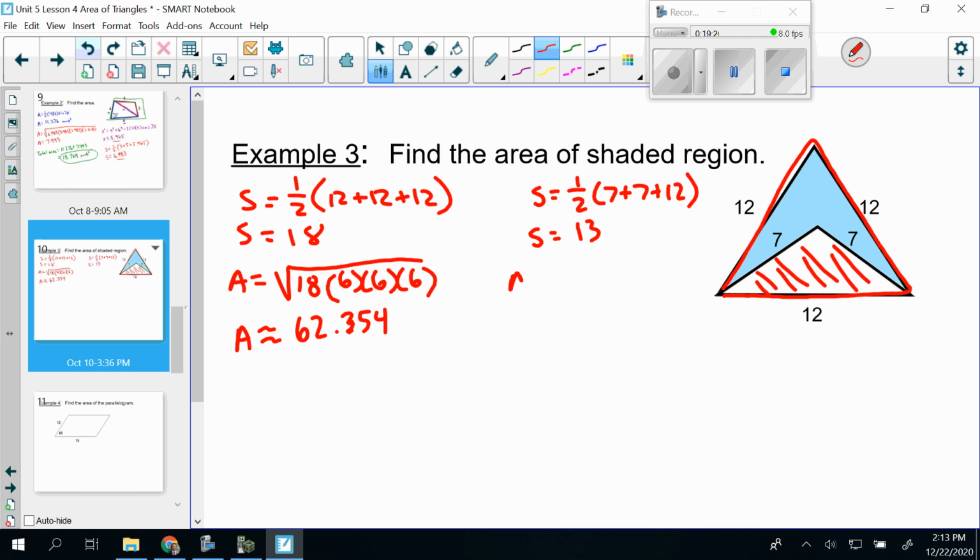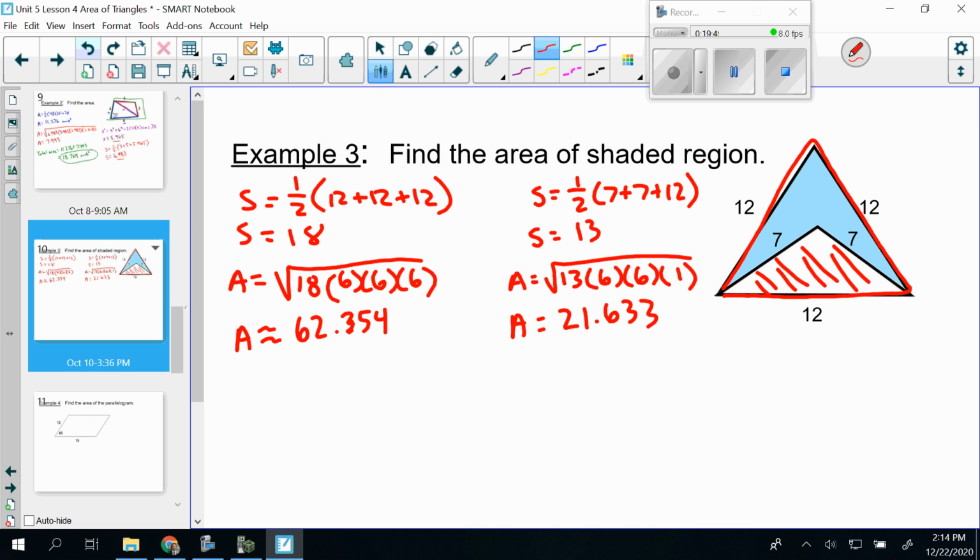So now our area would be the square root of that number, and then that number minus all the sides. 13 minus 7 is going to be 6. Get another 6, and then 13 minus 12 would be 1 for the last one. And so now multiply all that and take the square root, and that area should come out to be about 21.633.